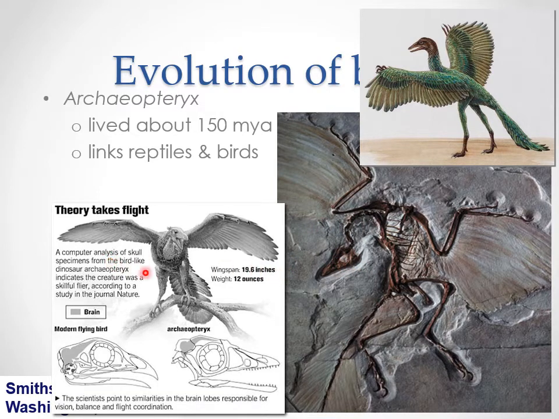From the computer analysis, we see that it was a skillful flyer. We currently believe that they were really good at gliding, but we can also see that they could fly with their wings. Their wingspan was about 19.6 inches and they weighed about 12 ounces.